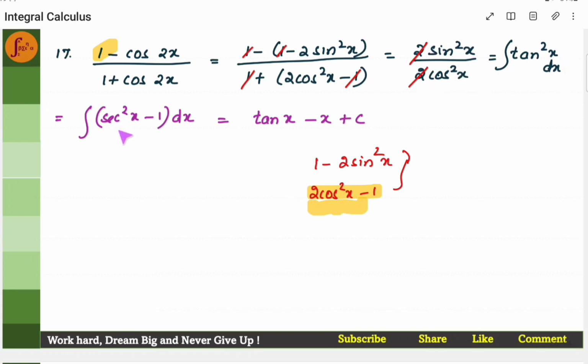What is the integral of tan square x? We don't know. This is not a standard integral. So what we'll do, we'll use that important formula, right? Tan square x is secant square x minus 1. We know the integral of secant square x, which is tan x. And integral of 1 is x.